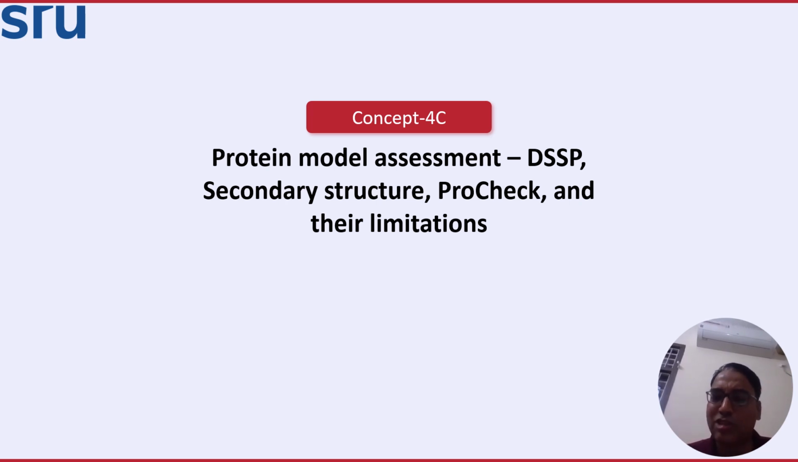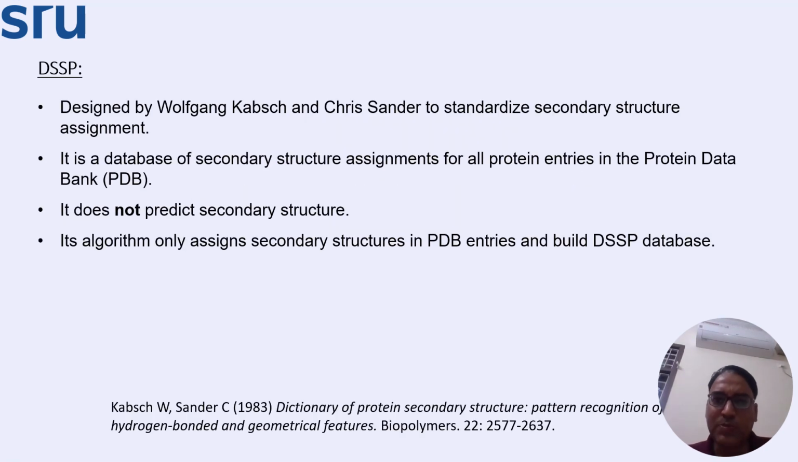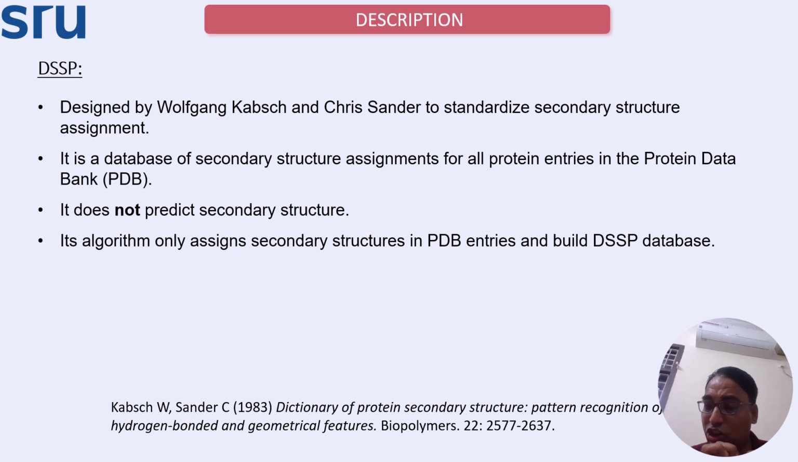For that purpose, DSSP developed its own algorithm using a more improved strategy. Then there is secondary structure and ProCheck, which give different scoring measures in a single server, along with all of their limitations. DSSP was worked out by Kabsch and Sander, who wrote this script in 1983. Their objective was assigning the secondary structure. Understand that they were not at all predicting. They were only assigning the secondary structures in the entire PDB, for all the PDB entries, and building their own DSSP database, which is still there and still being extensively deployed.